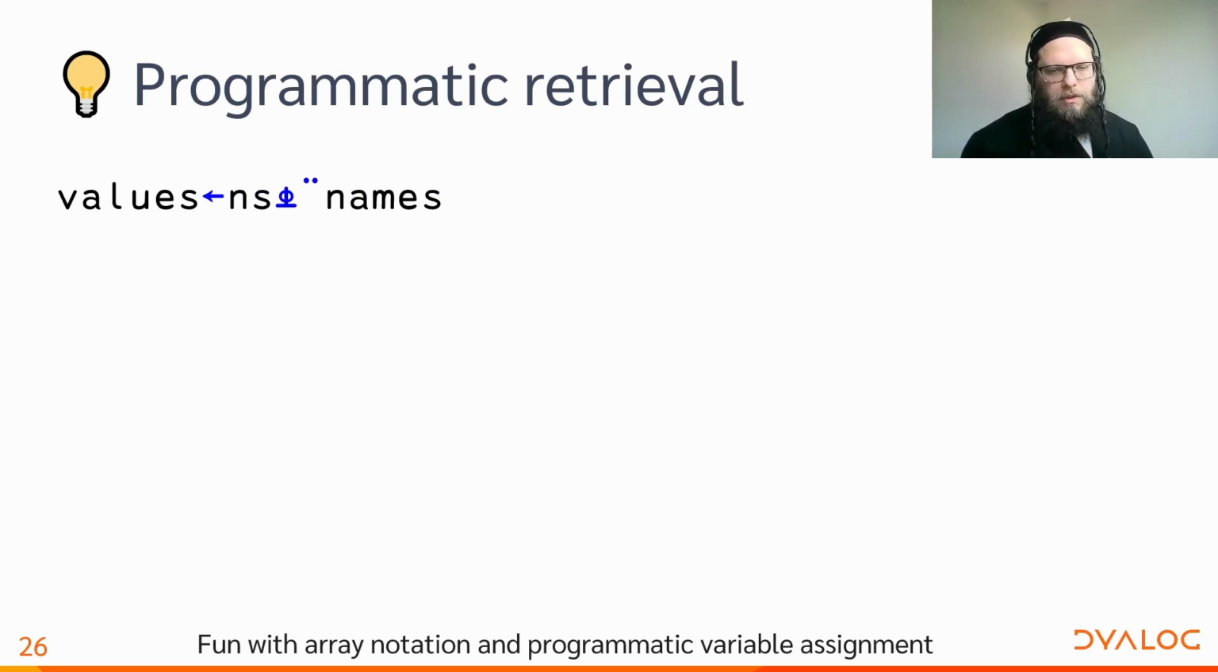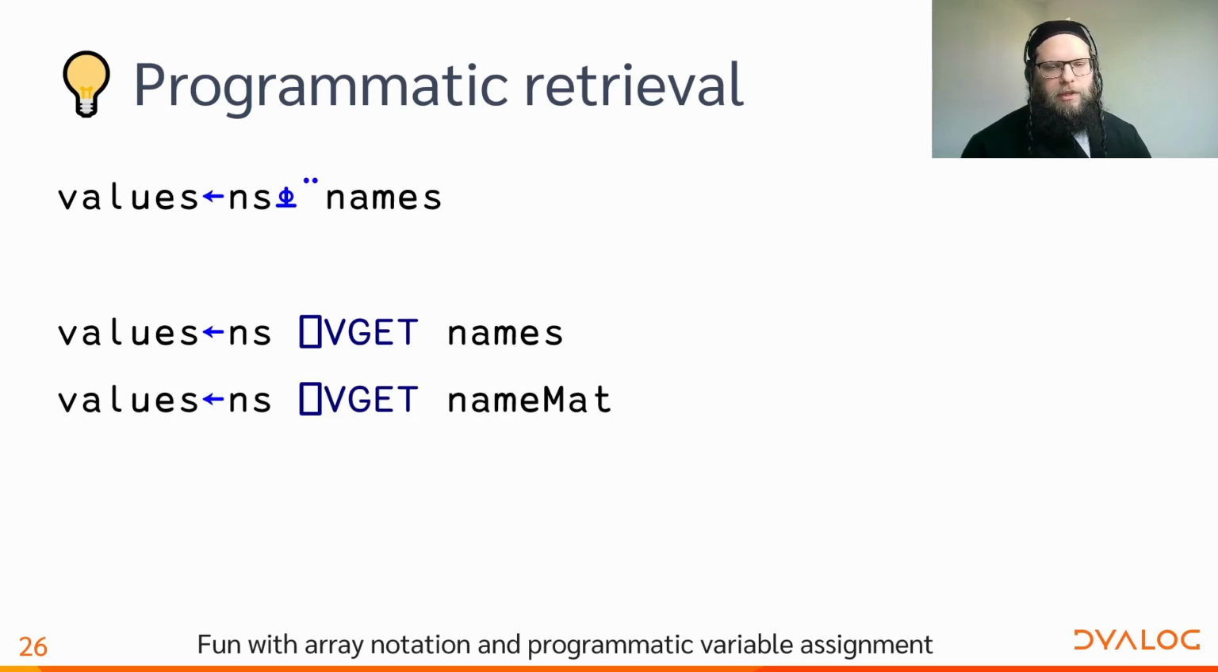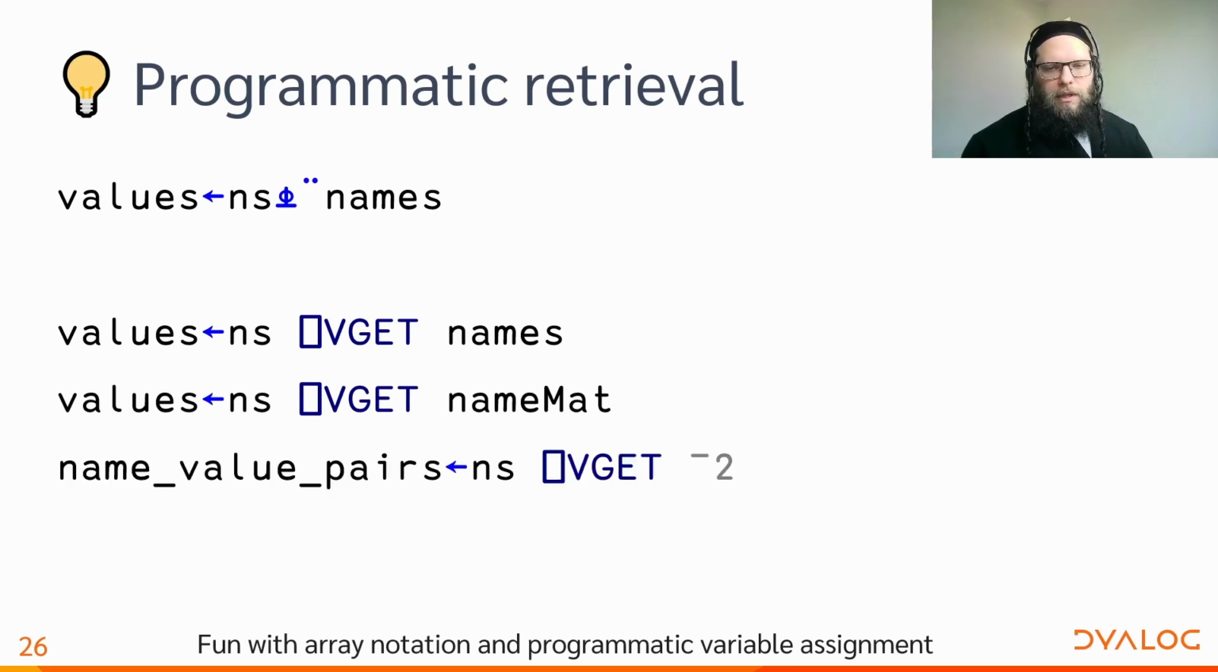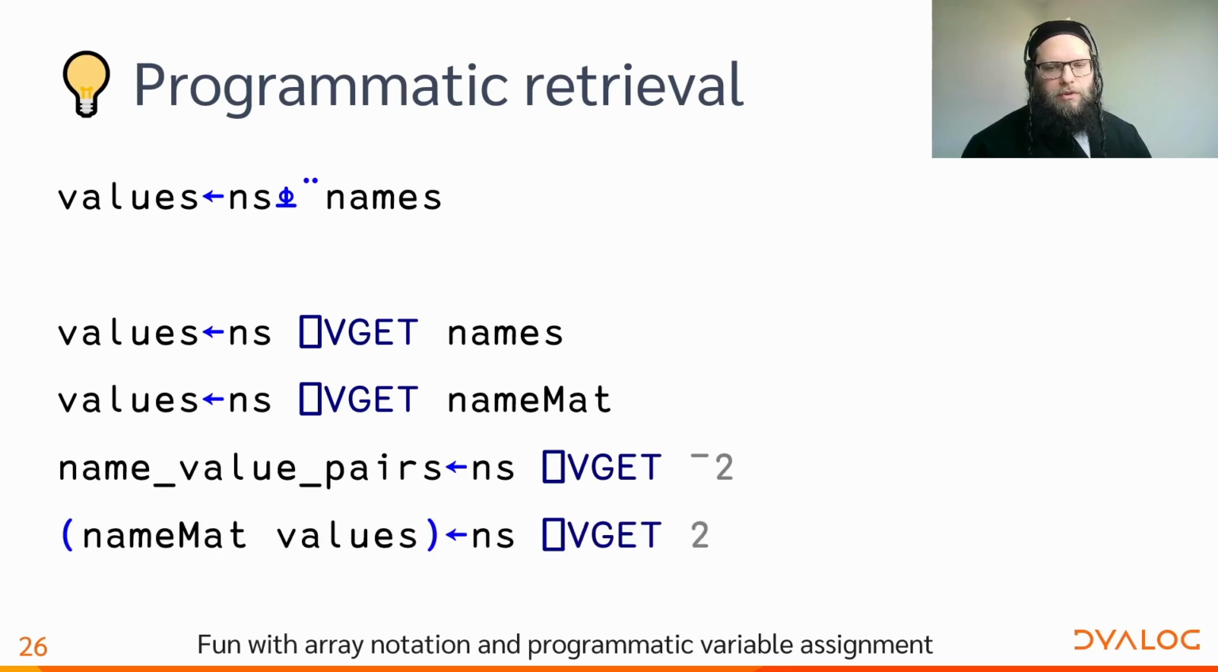So this is how it works. Traditionally, you would use execute to retrieve values, but we can use quad VGET instead. It's quite intuitive, and you can use it with either a list of names or a matrix of names. Either way, you get the values out. As we've seen, we can use -2 that gives us name value pairs, or 2 that gives us all the names as a matrix, and then the values. And of course, you can use any number you want, or any vector of numbers, to get things with specific name classes.